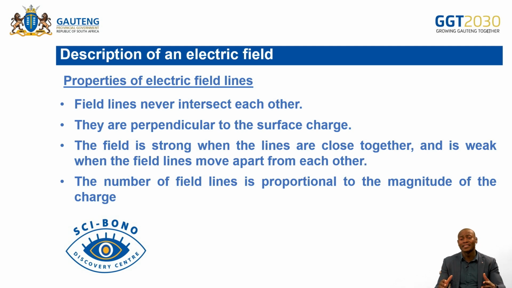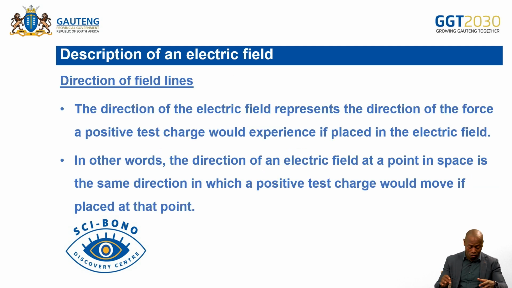So if the lines are close together, the electric field strength is stronger, and if the lines are far apart, the electric field strength is weaker. And then the number of field lines is proportional to the magnitude of the charge. Although we are not going to focus more on that, here we are just representing the electric field using the electric field lines around a charged object, or around a charged sphere, or around an electric charge. Okay, right. So how do we determine the direction of the field lines?